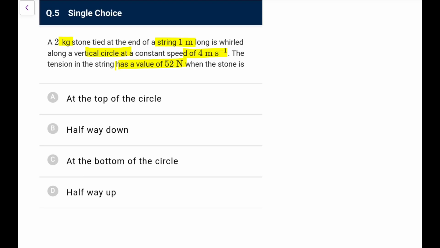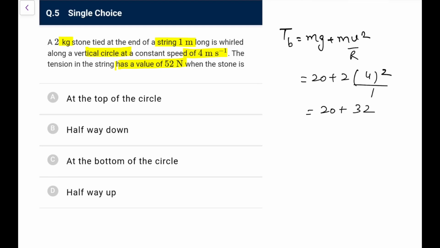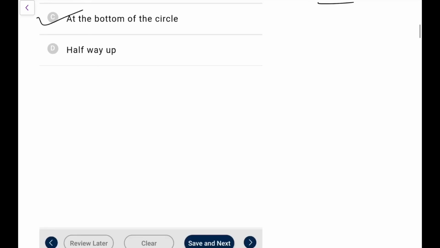Let's say first of all we check at the bottommost point. At the bottommost point, tension is maximum, that is mg plus mv square by r. So if I check it, this is 20 plus 2 into 4 square by 1, so it is 20 plus 32, 52 Newton. So it is at the bottom, our first guess came out right. We are lucky, otherwise we would have to search for other options.